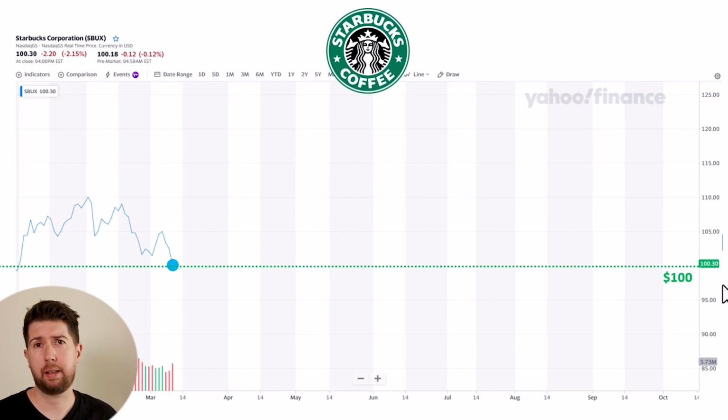And this is why cash secured puts enter the game. Selling puts is a way to try to buy Starbucks not at 100 but at a lower price. Let's see how it will work.